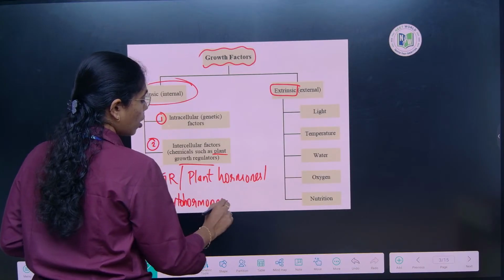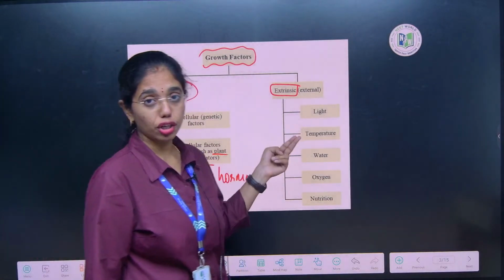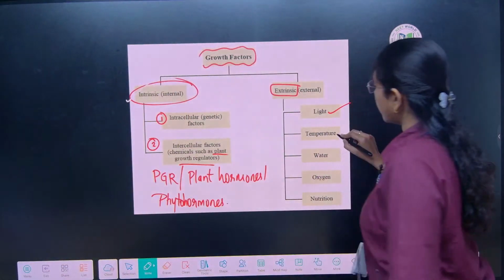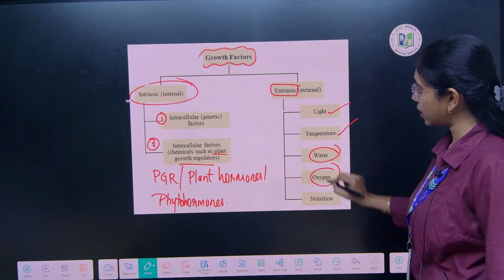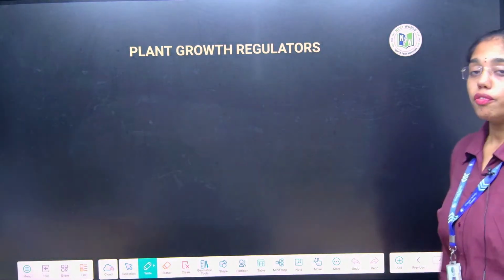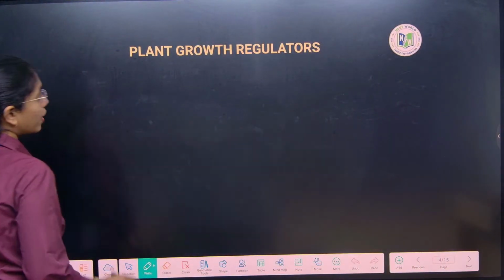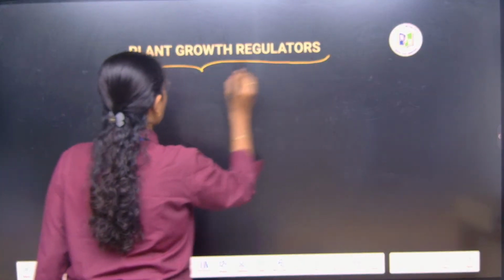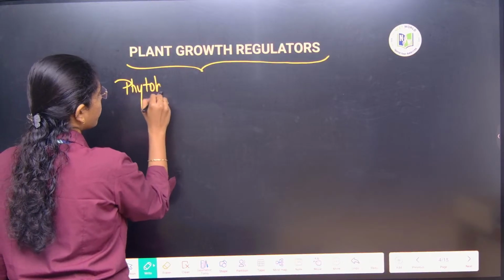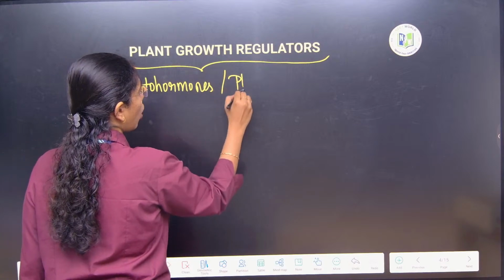Plant hormones or phytohormones. Second is extrinsic growth factors or external growth factors. Can be light, temperature, water, oxygen and nutrients. These are the extrinsic growth factors. First, if you have to learn in detail about plant growth regulators, plant growth regulators are also addressed as phytohormones or plant hormones.